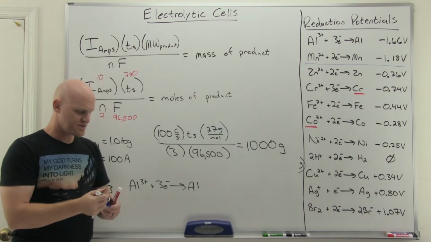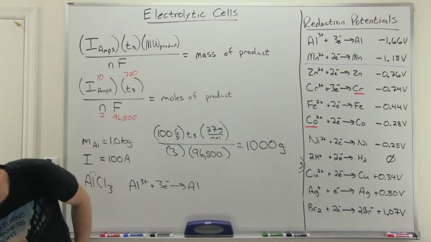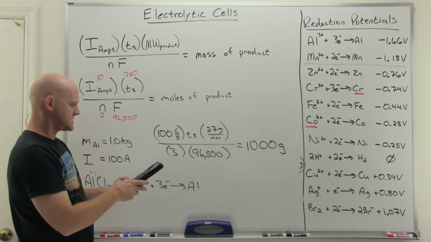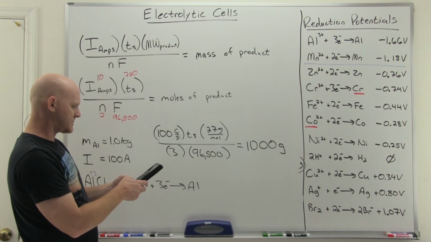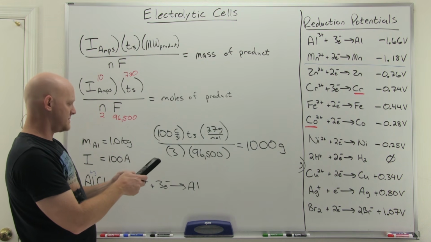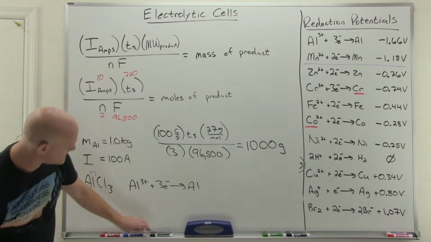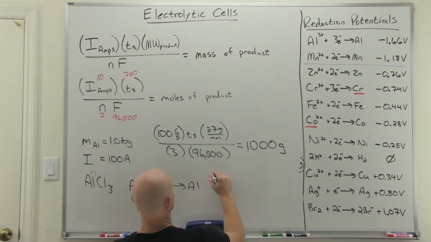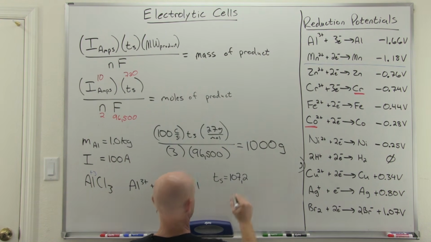Cool, and then we can just rearrange and solve for the time in seconds. Let's do that real quick. So in this case, I'm going to take that 1,000 on the product side, multiply by 3, and multiply by 96,500, and then divide it by the 27 times 100. Cool, and in this case, I get 107,000. Time in seconds is 107,222, I think. Yeah, lots of twos.